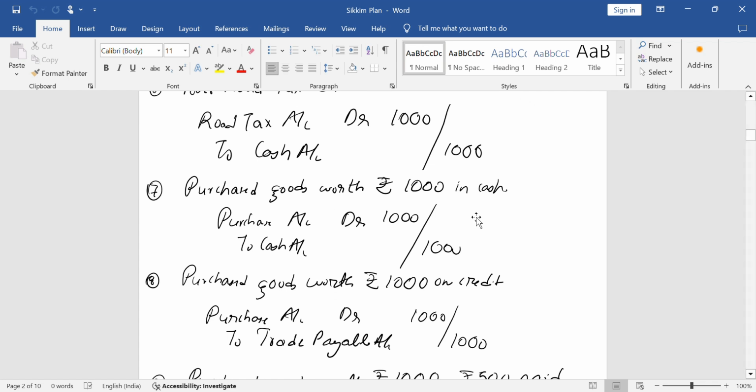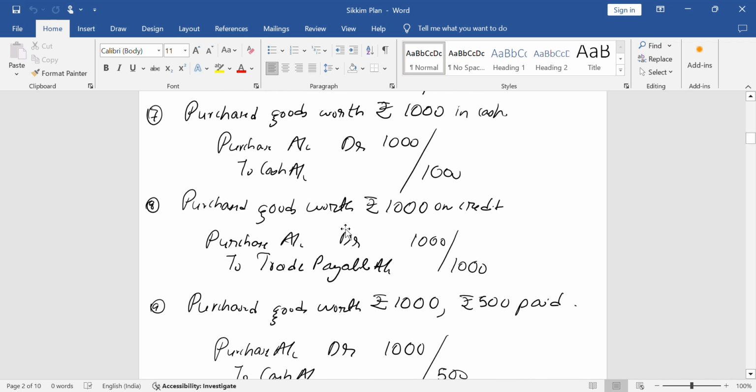So purchase account will be debited to cash. As cash is reducing, it is credited. And purchase, which is a real account, I have debited it because you have received some merchandise and it is increasing your asset, right? So it is debited. Whereas cash again is an asset which is decreasing, so it is credited.